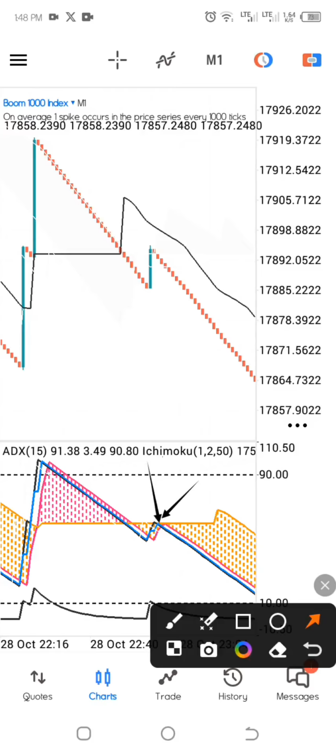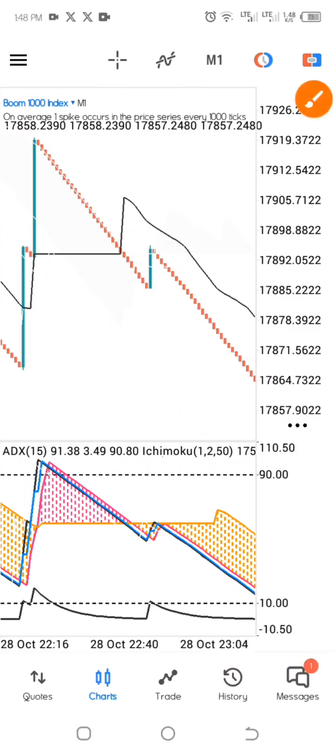As we see that, we look into our main chart and you want to see where the price also breaks below the Ichimoku. Once the price breaks below the Ichimoku, you are now going to be looking for a sell trade. This gives us the confirmation that we need, when the price also breaks below the Ichimoku.